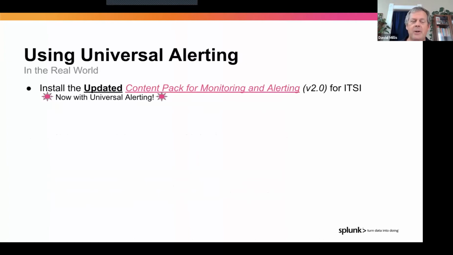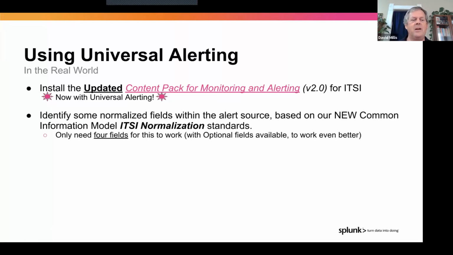If you're an implementer, the first thing you'll do is install the updated monitoring and alerting content pack for ITSI. And then for that alert source, such as Nagios or SolarWinds, we'll identify some normalized fields based on our new Common Information Model, ITSI normalization standard. And by the way, we only need 4 fields for this to work.